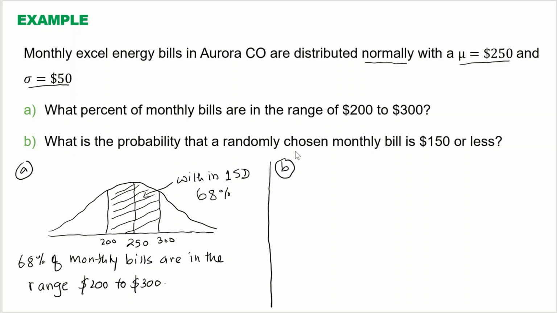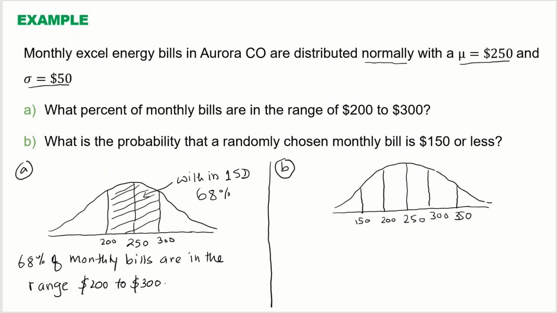What is the probability that a randomly chosen monthly bill is less than $150? One more time. What is the probability that a randomly chosen monthly bill is $150 or less? Let me draw the probability distribution for that. So we have the mean 250 in the middle. If we go 1 standard deviation up, $300, 2 standard deviations up, $350, 1 standard deviation down from mean, $200, 2 standard deviations down from mean, $150.